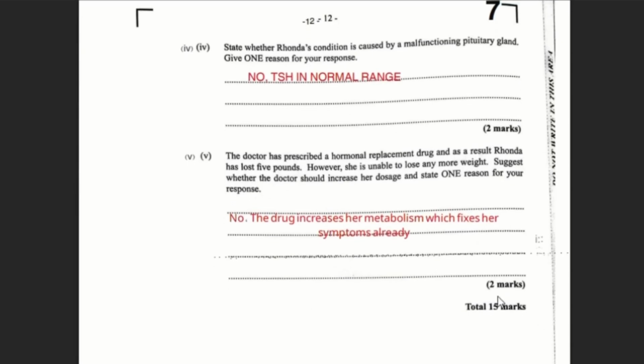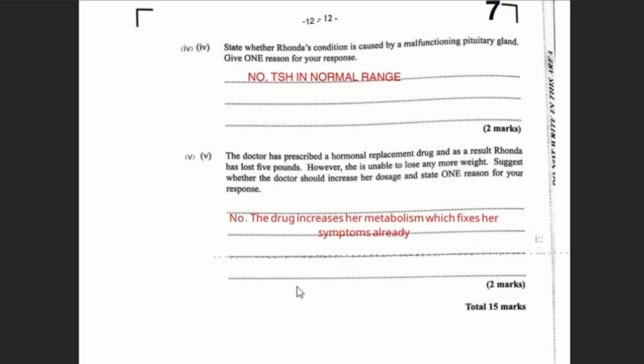So the next question says the doctor has prescribed a hormonal replacement drug, and as a result, Rhonda has lost 5 pounds. However, she is unable to lose any more weight. Suggest whether the doctor should increase her dosage and state one reason for your response. So basically, no. The hormonal replacement drug that Rhonda was given is mainly to fix her symptoms.